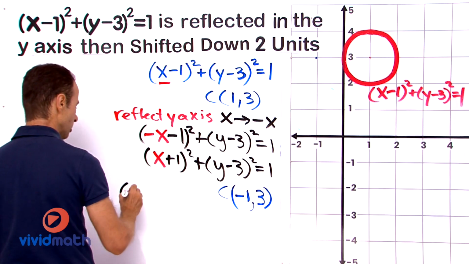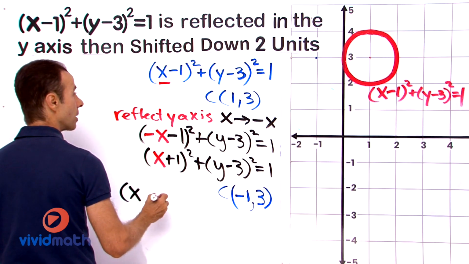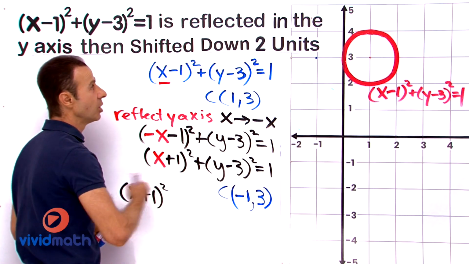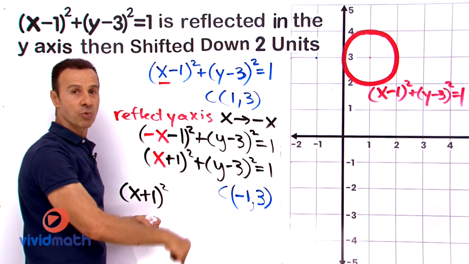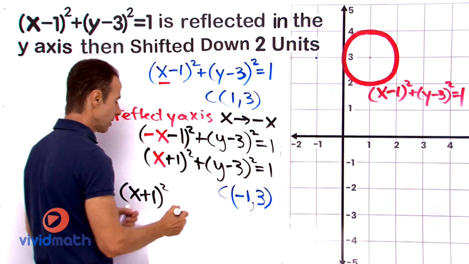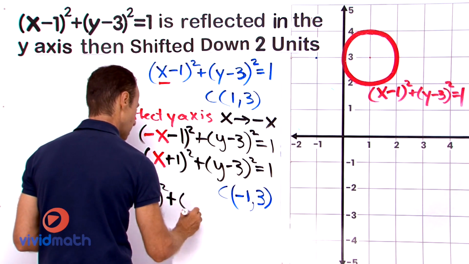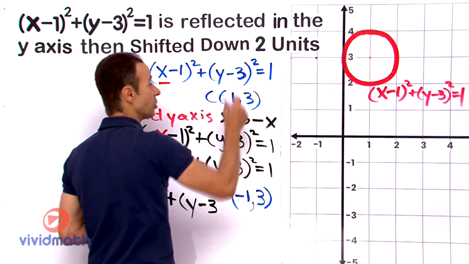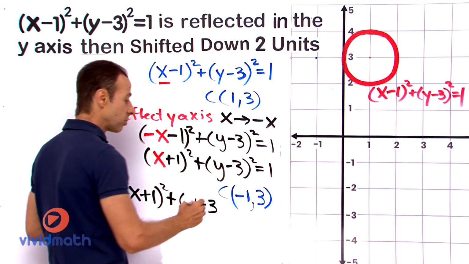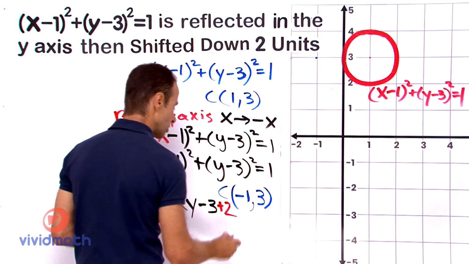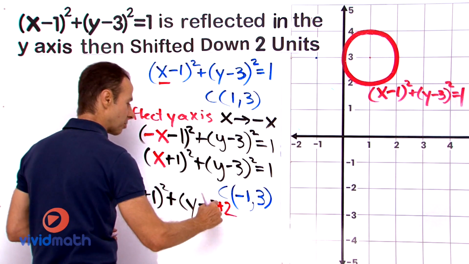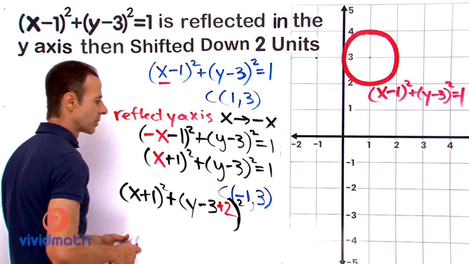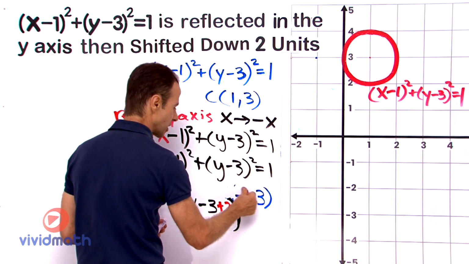I'm going to write the x in normal black: (x + 1)². We don't touch that because it's the horizontal. We're working with down 2 units, so it's the vertical, so it's the brackets with the y. Now for y, we have y minus 3. Because we're going down 2 units, what did I say earlier? It's going to be plus 2, because it's inside the brackets. Let me put a squared there. I'll rub this out now so it doesn't get in the way.